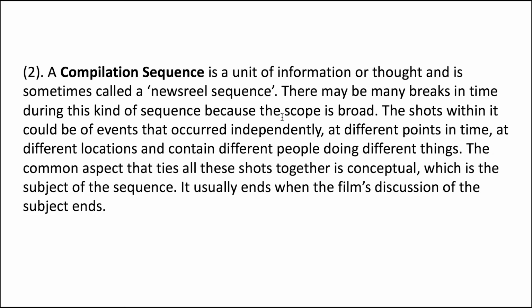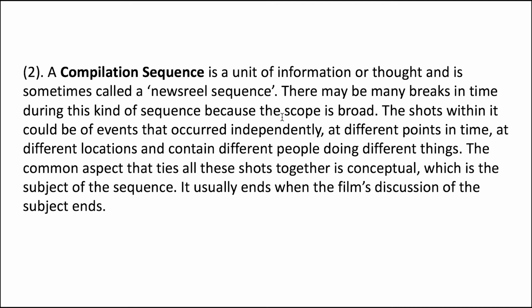Next, we'll talk about the combination sequence. A combination sequence is a unit of shots that may be filmed at different times because the scope is broad. The shots within it could be events that occurred independently at different points in time, at different locations, and contain different people doing different things. The common aspect that ties all these shots together is the conceptual, which is the subject of the sequence. It usually ends when the film's discussion of the subject ends.